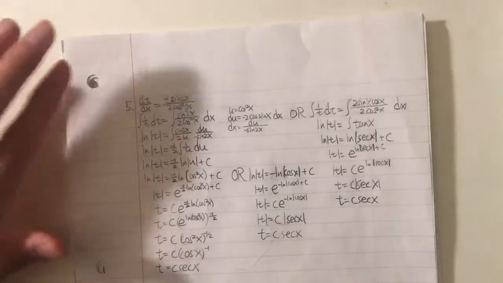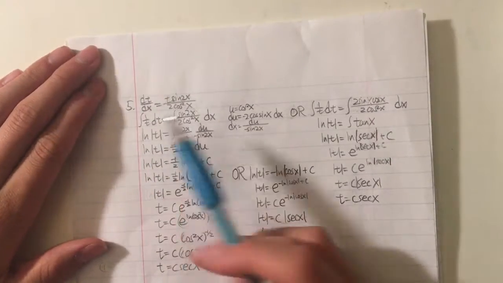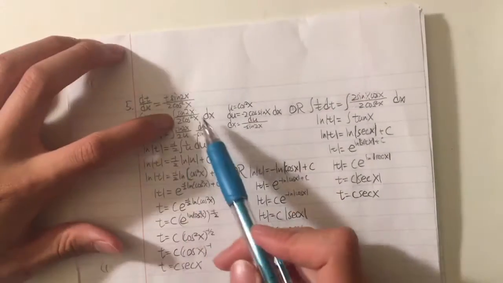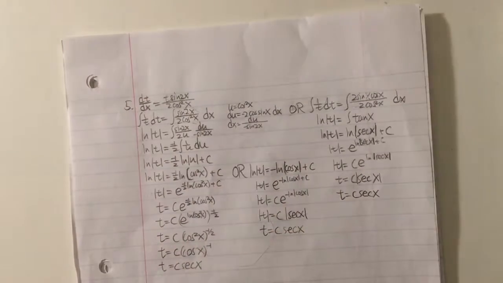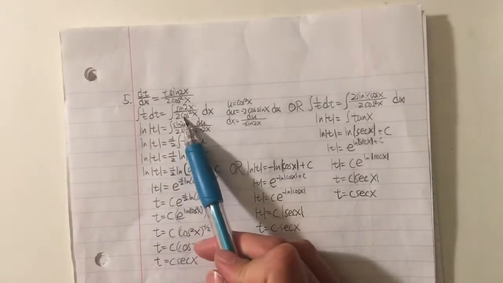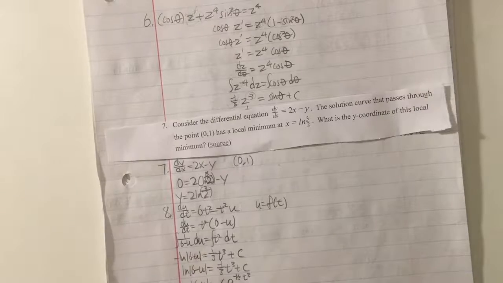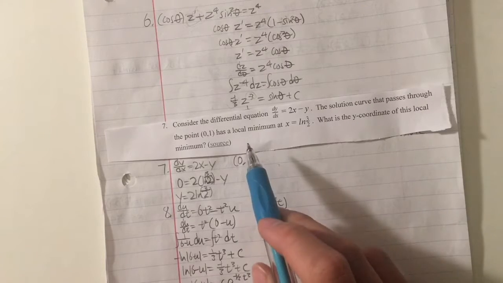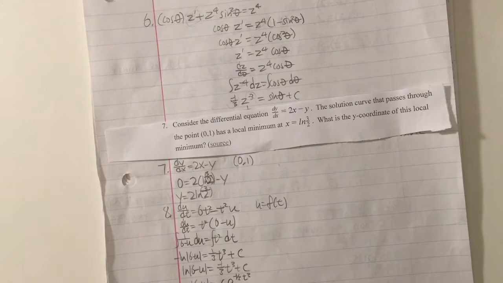Number 5, you obviously first off isolate t and x. However, when you're looking at an integral, you always want to think about the different ways of attacking it. You think of du, always think ahead, thinking of what would be the derivative. So number 7, it gives you the differential equation, a point in the particular solution, as well as the local minimum and its x value, and it asks you for your y value.